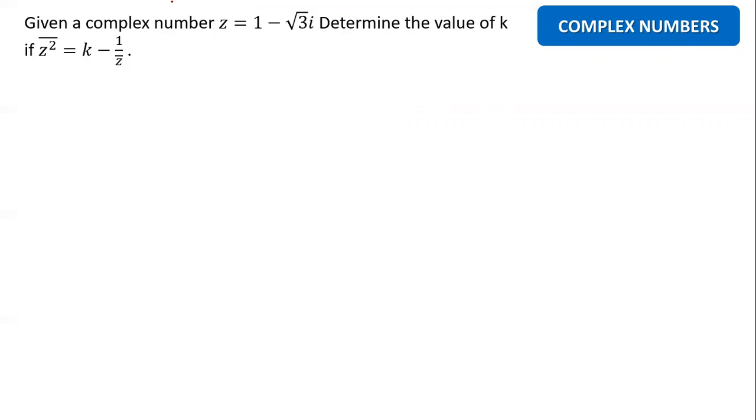Here I don't want to give you a simplified form. I will go step by step for you. Let me start with this one. First, here is a Z square, right? This is my Z, so I'm going to put the square first. It's going to be a big bracket, 1 minus square root of 3 i, squared.